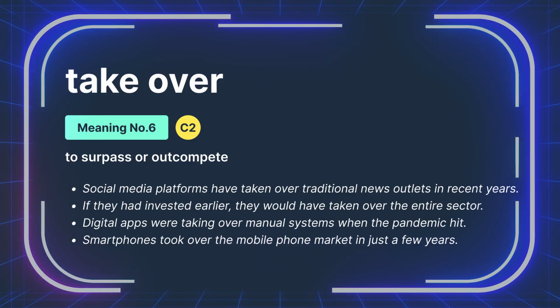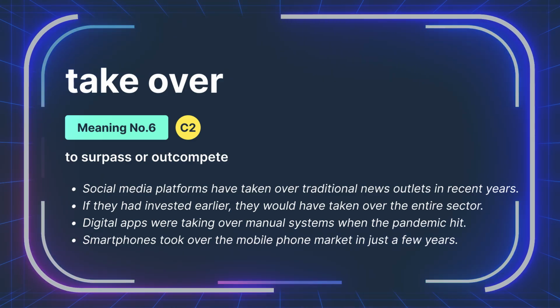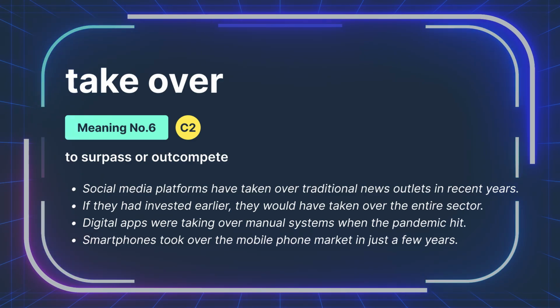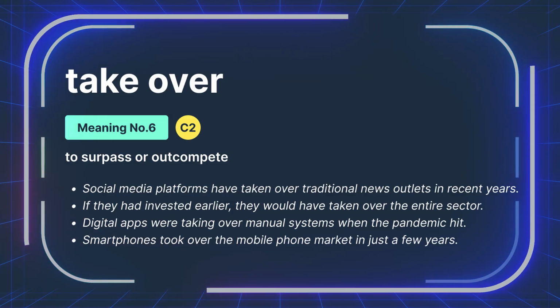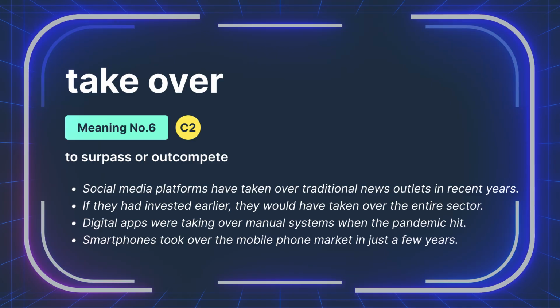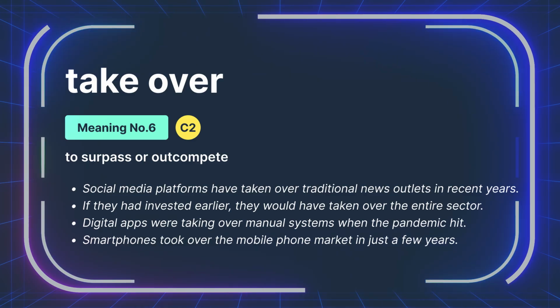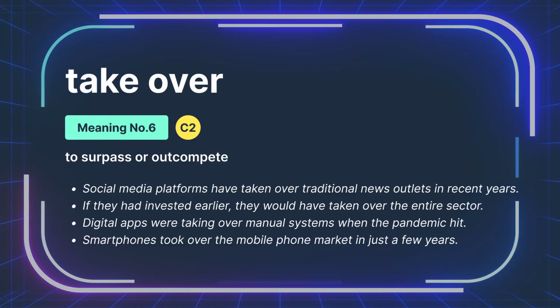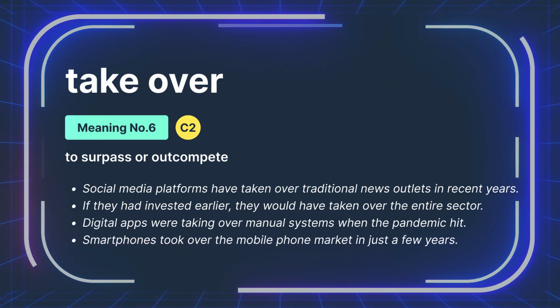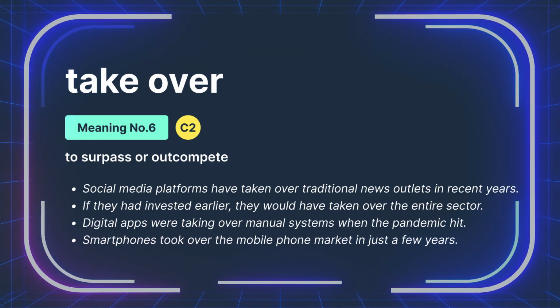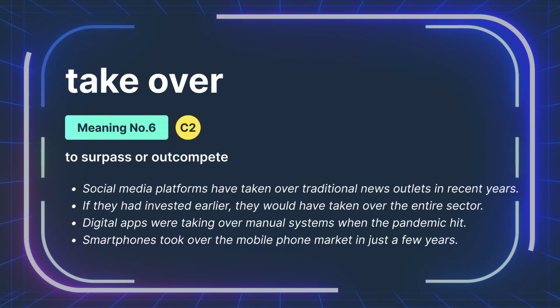Superiority. This is a favorite in business and tech reporting. It means becoming significantly more successful, more influential, or just more powerful than your rivals in the same field. Pure competitive dominance. So wait, if company A takes over company B, it could mean they bought them, like meaning 5. Or it could mean they just completely crushed them in the market, meaning 6.